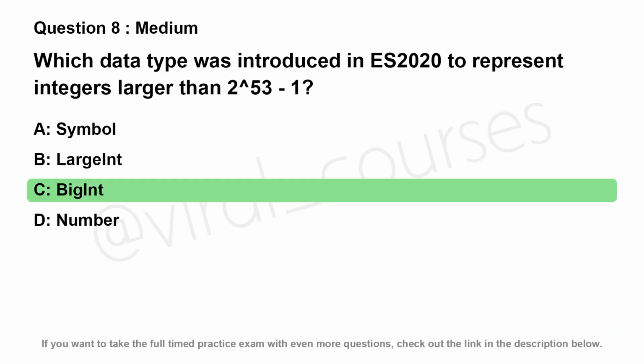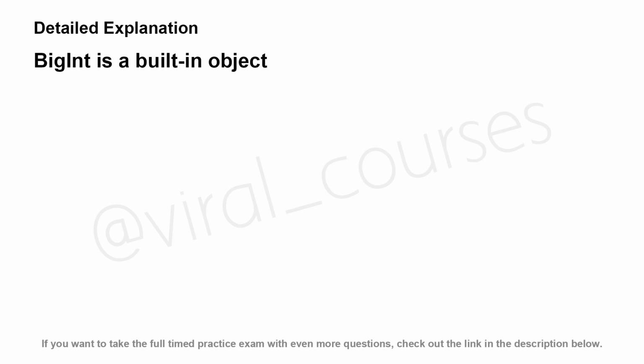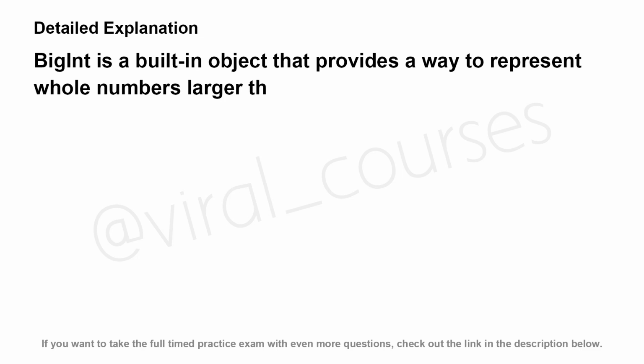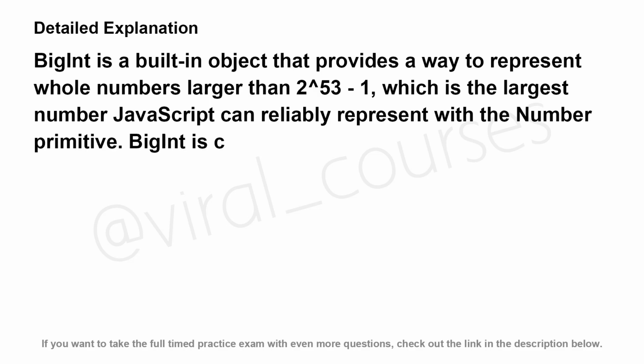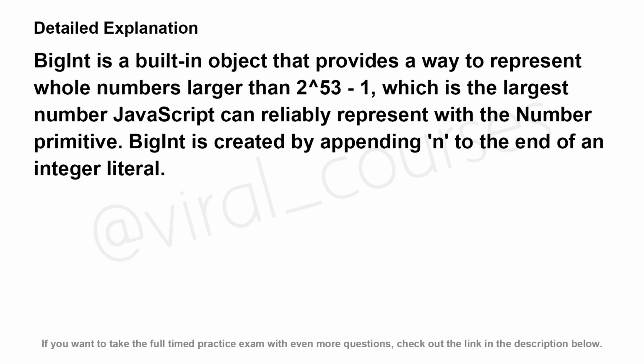The correct answer is C. BigInt is a built-in object that provides a way to represent whole numbers larger than 2 to the power of 53 minus 1, which is the largest number JavaScript can reliably represent with the number primitive. BigInt is created by appending n to the end of an integer literal.